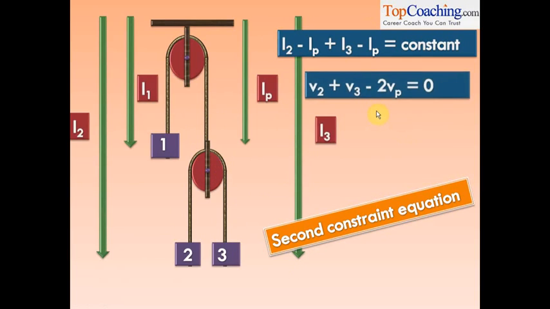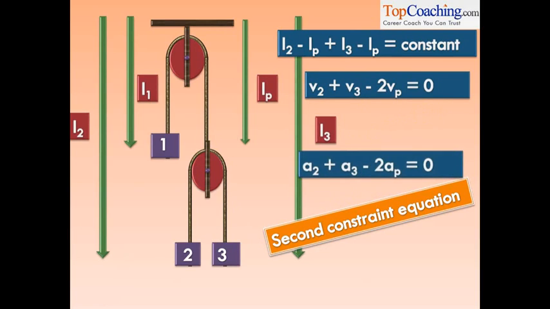Or you can differentiate this equation and say that V2 plus V3 minus 2Vp is 0, or A2 plus A3 minus 2AP is 0, isn't it? Here A2 represents the acceleration of block 2 downwards, A3 represents the acceleration of block 3 downwards, and AP represents the acceleration of the movable pulley downwards. So here, this is the second constraint equation that we have got, isn't it? So there you go. These are the two constraint equations that we have obtained.